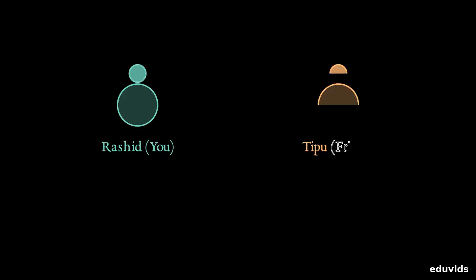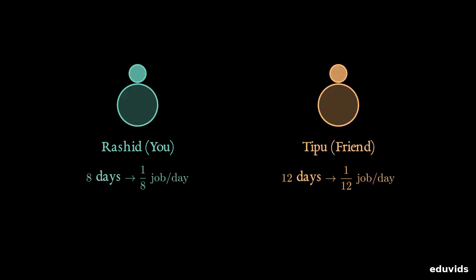Imagine you and a friend are painting a fence. You are faster than your friend, so you finish the job in 8 days, while your friend takes 12 days. If you take turns painting on alternate days, how long does the whole job take?